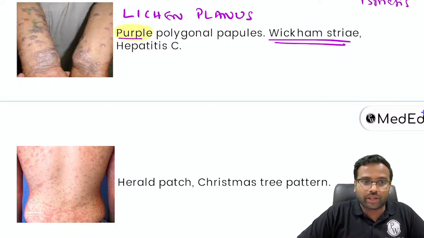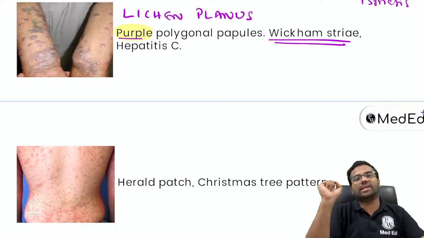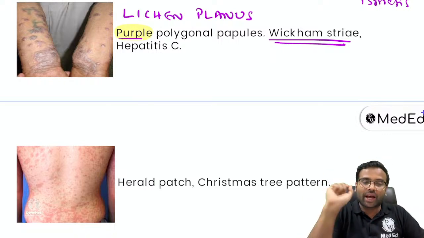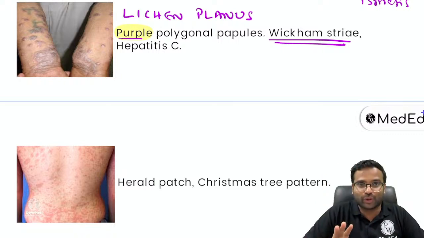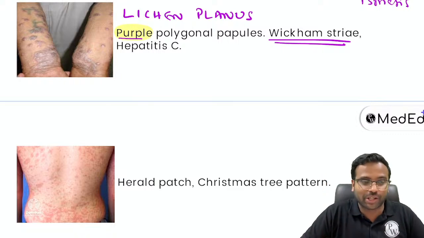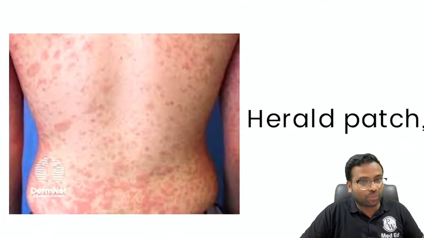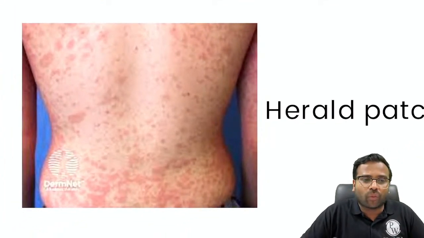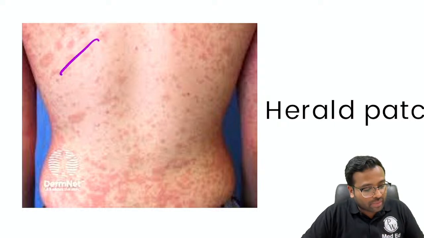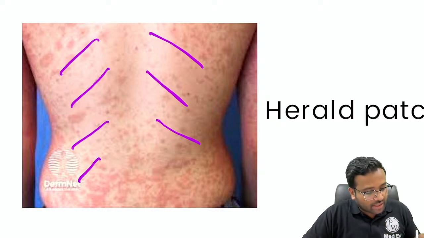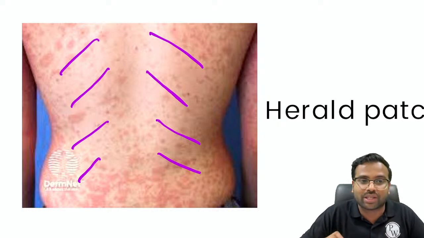So in the next image, the clues for you says herald patch and a Christmas tree pattern. So these are the two clues for you. Okay, herald patch, Christmas tree pattern. I'll just zoom this image for you now. Now, why does the examiner says that the lesion is having a Christmas tree pattern? Because just like a fir tree, this is how the lesions of this disease will appear over the skin.